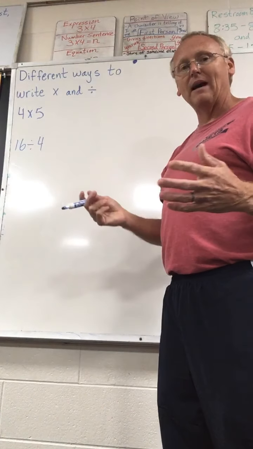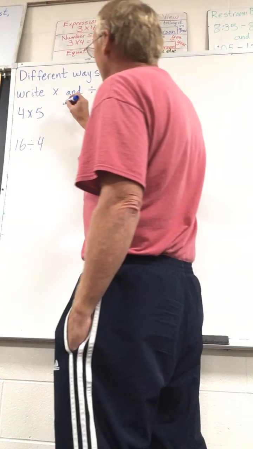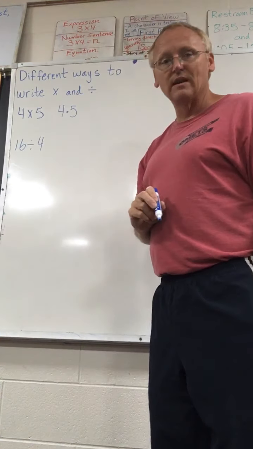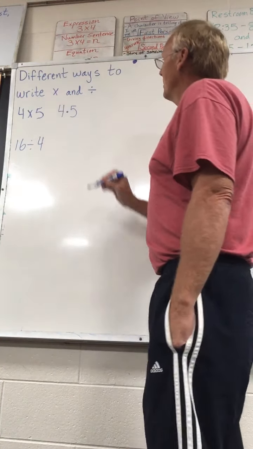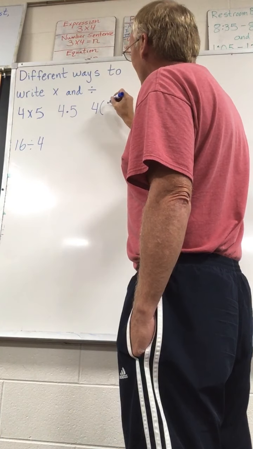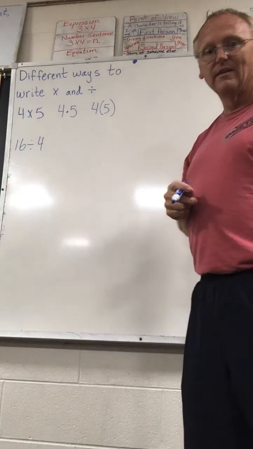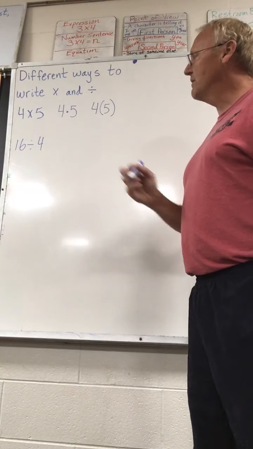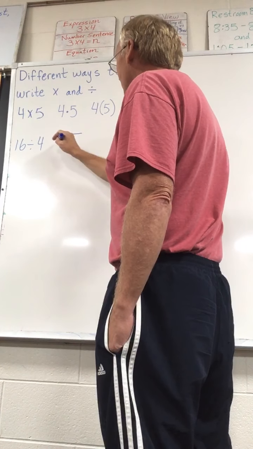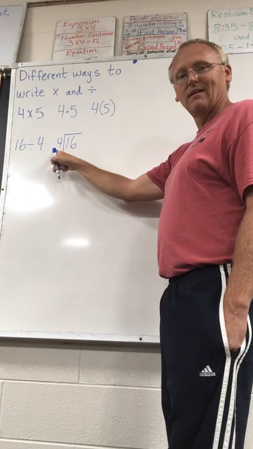Okay, so now you should be back after pausing and doing your work. So for 4 times 5, you could also have done 4 · 5. That means 4 times 5. You also could have done 4, a little bracket around it, 5. Two numbers right next to each other with no sign, that means you multiply. For your division, you could have done 16, then your box, 4 on the outside. This is 16 divided by 4. Okay, that's using the box.